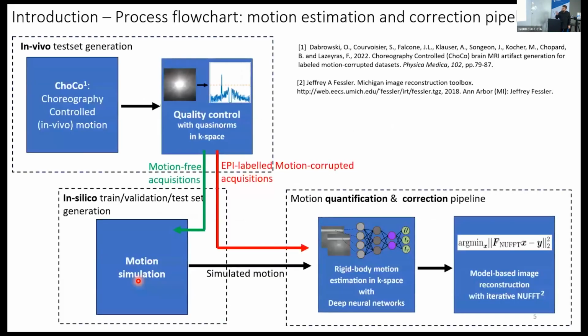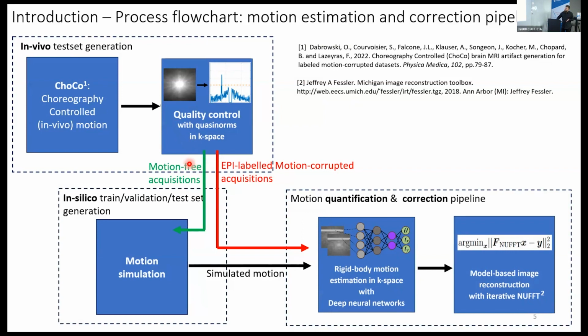On this slide, I just wanted to give you an overview of the presentation, and we will then look under the hood of each of these components. The first one here in this box, which we refer to as CHOCO, for choreography controlled motion, was in fact a sub-project of the main thesis, and its purpose is twofold.